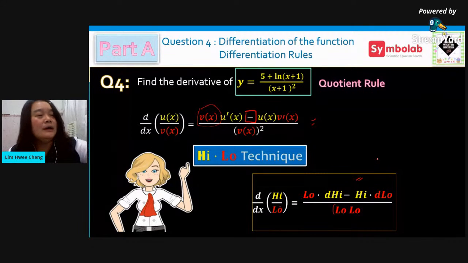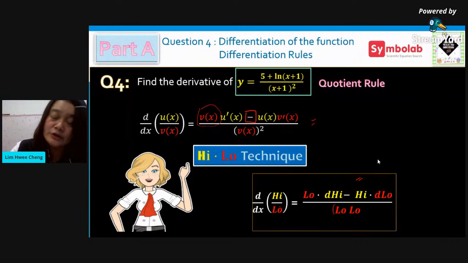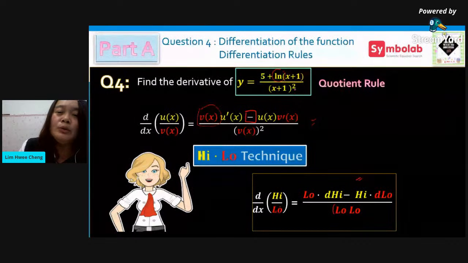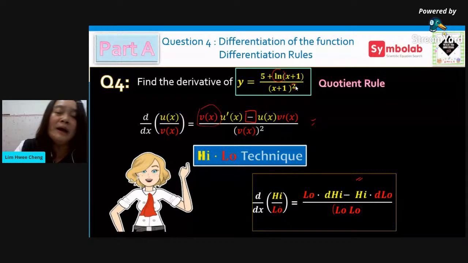I hope that you still remember how you're going to differentiate these functions. They involve the differentiation of the logarithmic function besides the quotient rule. Besides testing you on the quotient rule, they test you on the differentiation of the logarithmic function and the power rule as well. This question looks simple, but they test you on three skills: one is the quotient rule, one is logarithmic differentiation, and the other is the power rule.